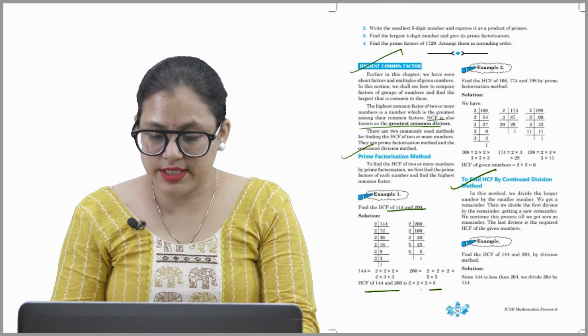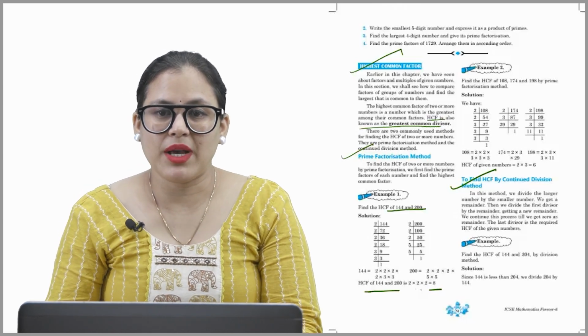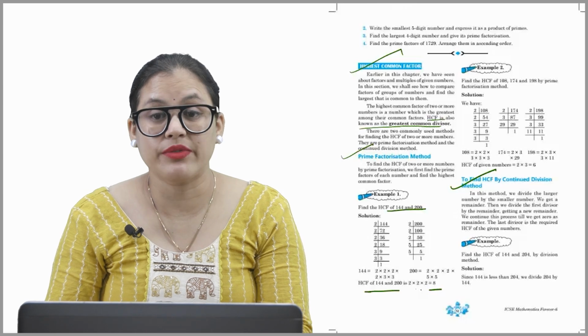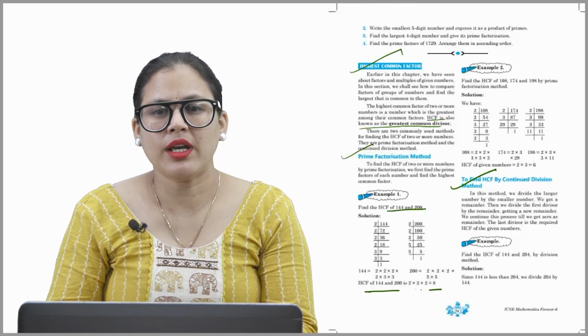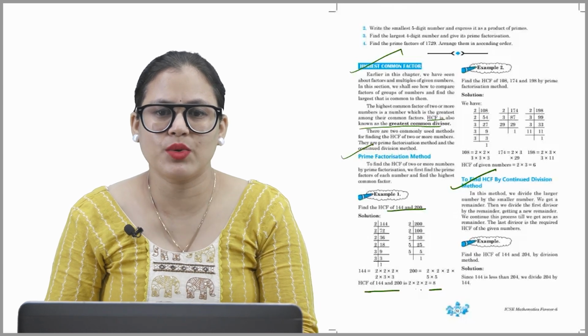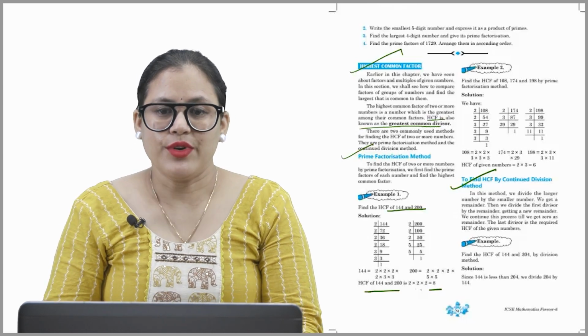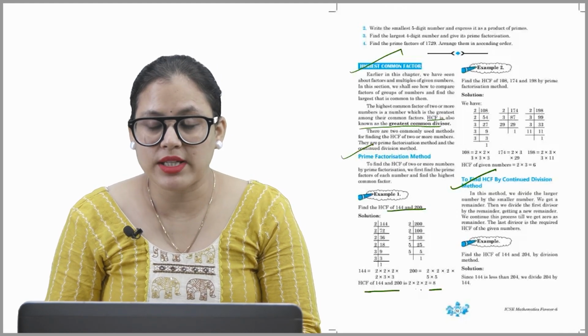Now, to find HCF by the continued division method. In this method, we divide the larger number by the smaller number. We get a remainder. Then we divide the first divisor by the remainder, getting a new remainder. We continue this process till we get 0 as remainder. The last divisor is the required HCF of the given numbers. For example, we have to find the HCF of 144 and 204 by division method.